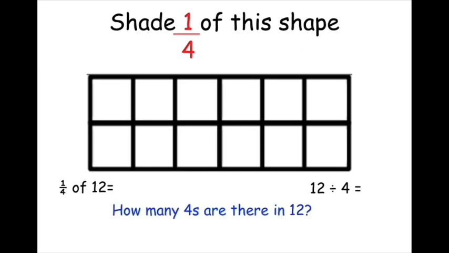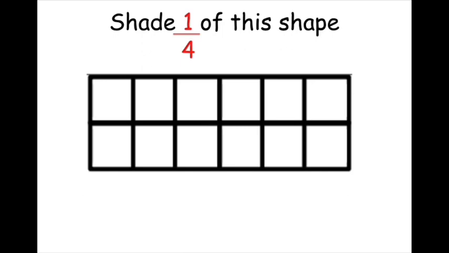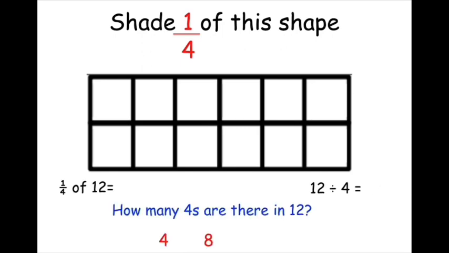I can do that by my knowledge of my 4 times tables or counting up in 4s to help me. So how many 4s are there in 12? 4, 8, 12. There are 3. 1, 2, 3. 3 4s in 12. So therefore I need to shade 3 of my squares. 1, 2, 3. And that is a quarter of this shape.